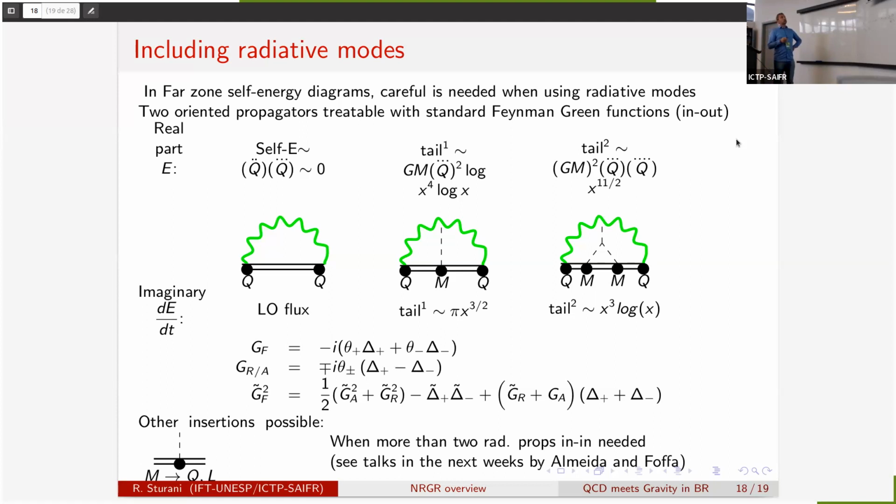What is not straightforward is the computation where you have a dynamic source, which has a retarded propagator and not a static one. And that's what we have been struggling with for the last year.